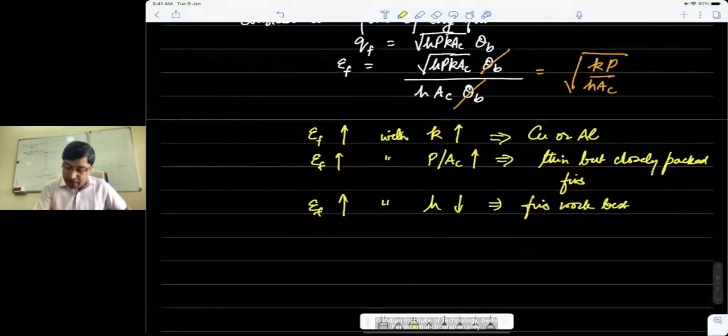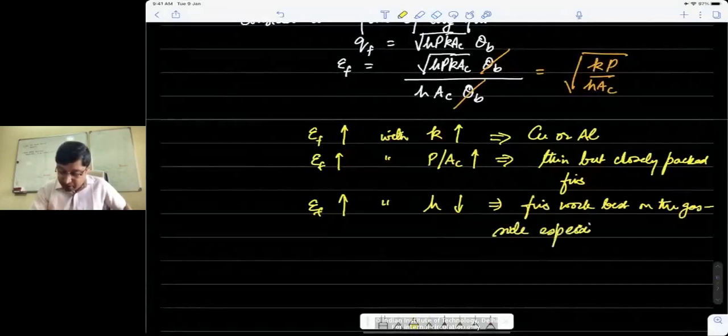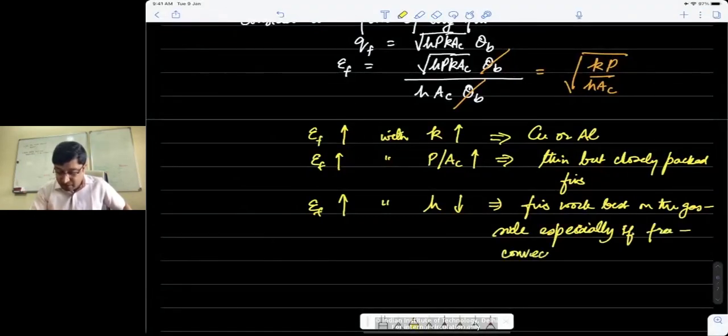work best on the gas side, especially if free convection is the only mode.